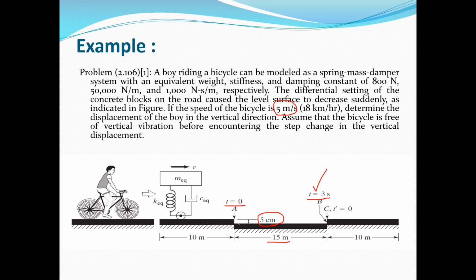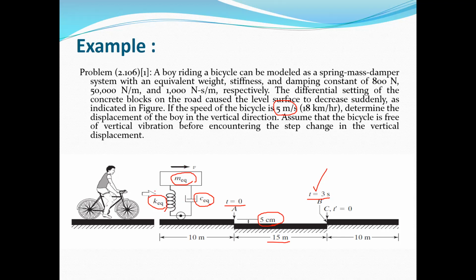So first, we need to obtain the response after t equal to 0. And this is the response between t equal to 0 and t equal to 3 seconds. And again, after t equal to 3 seconds, we can solve another equation with some initial condition. The system is the same. I mean, the mass is constant, the damping coefficient or damping constant is a constant value, the stiffness is a constant value. So you can see the equation of motion is the same and there is no external force.